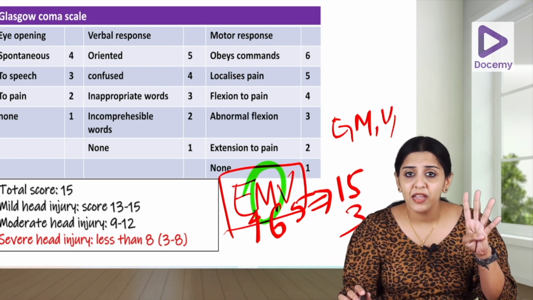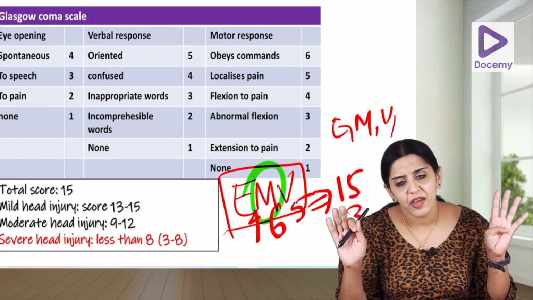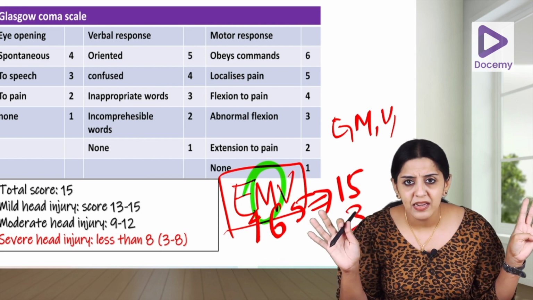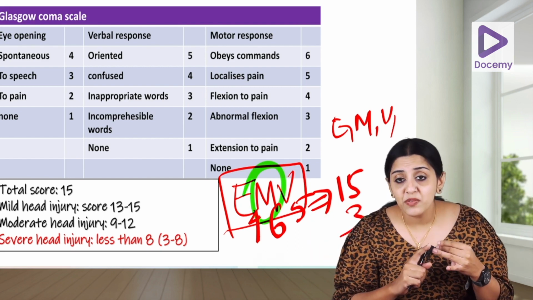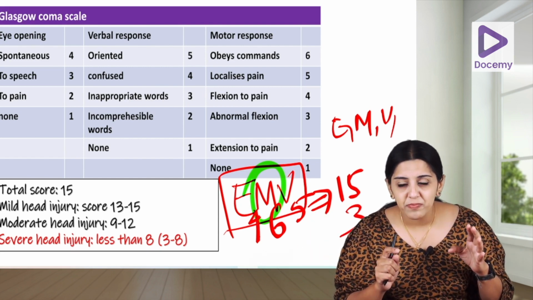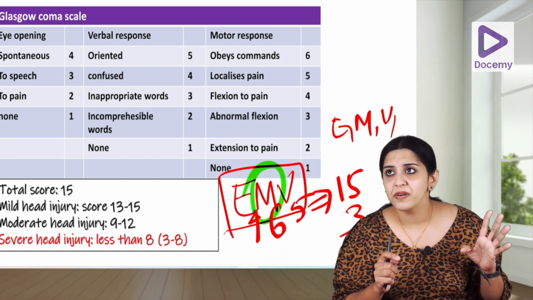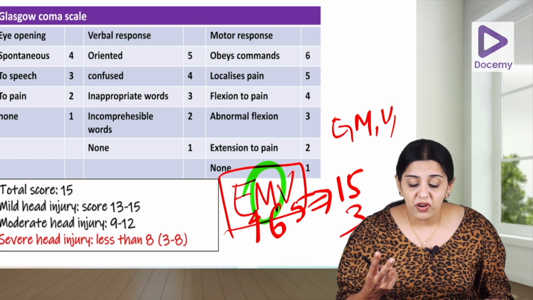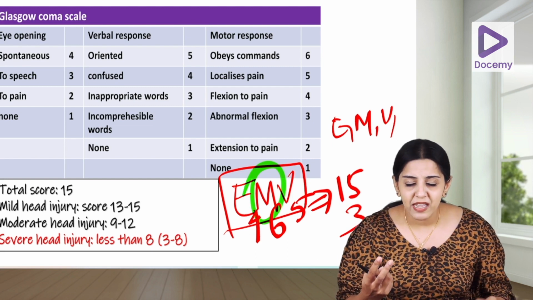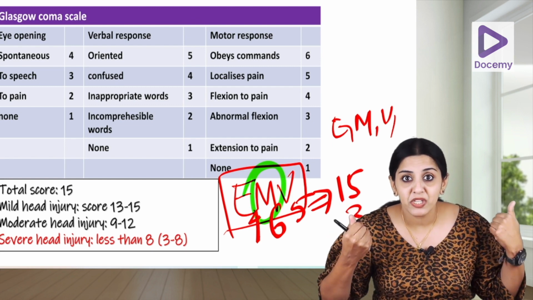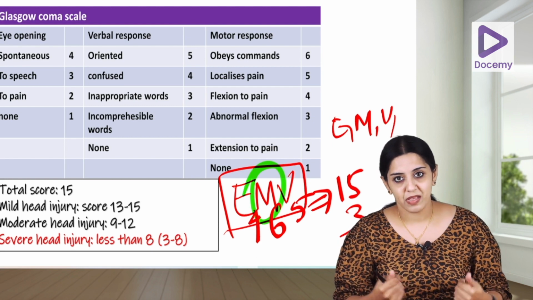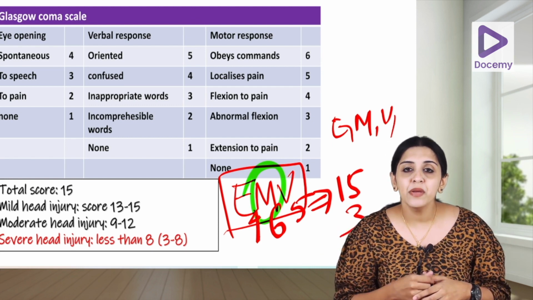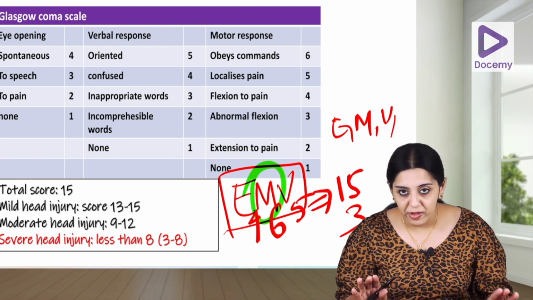What is E4? E4 means spontaneous eye opening, without any difficulty. E3 is what? You call the patient by name and then he'll open his eyes, otherwise his eyes are closed. E2 means you call the patient, there is no response, but if you pinch the patient he opens his eyes. That is E2. And E1 is no response, no eye opening.